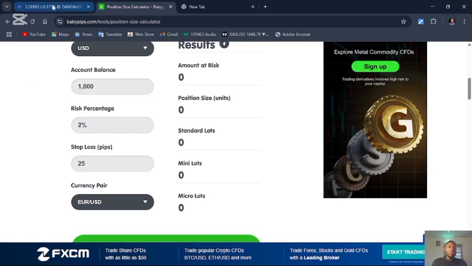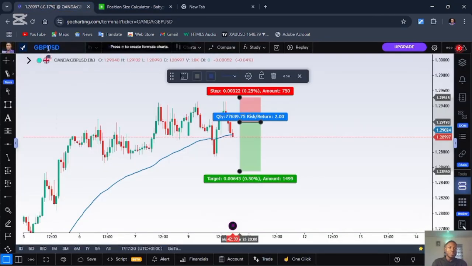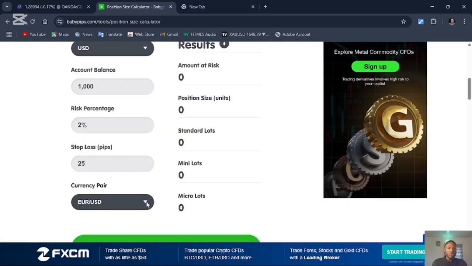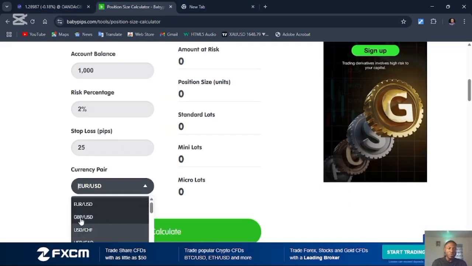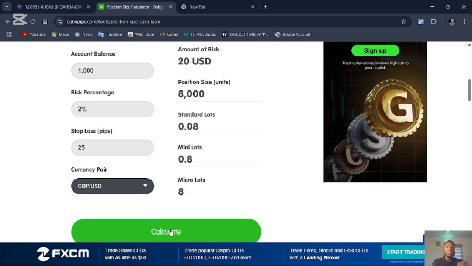Now, which pair are we trading? Look at it right here, we are trading GBP USD. I will come on here, currency pair, and look for GBP USD. There are so many pairs here. Almost all pairs aside from crypto and indices that I don't trade, as long as it has to do with currency pair, they are all in Babypips. Now click on the pair you are willing to trade and click on calculate.